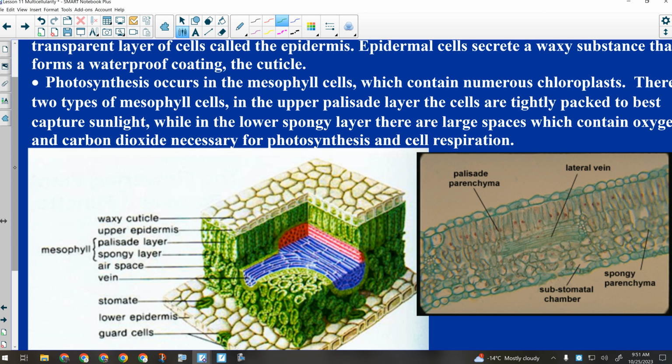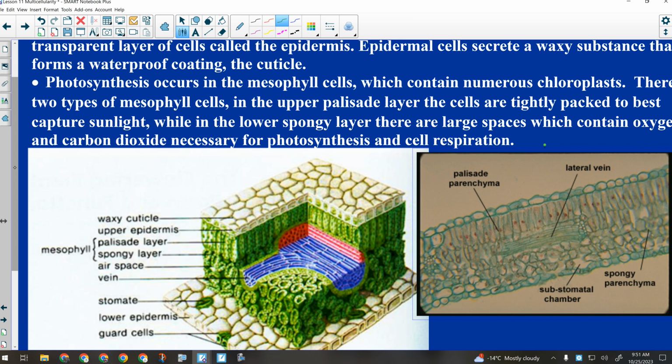Underneath the palisade layer, and sometimes you'll see 2 layers of palisade cells, that's not abnormal. Underneath that, the cells are no longer rectangular, and they're no longer tightly packed together. They're kind of irregular, and there are gaps in between them. This is called the spongy layer, because it is kind of like a sponge. Water fills those gaps between the cells, and this is where the chemical parts of photosynthesis can happen.